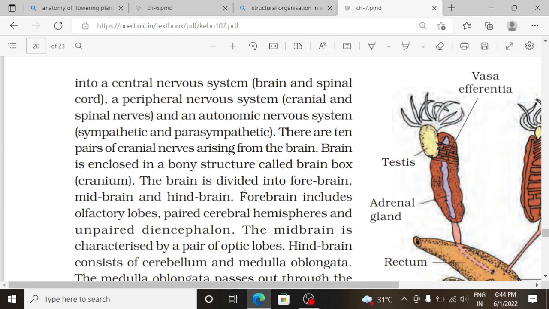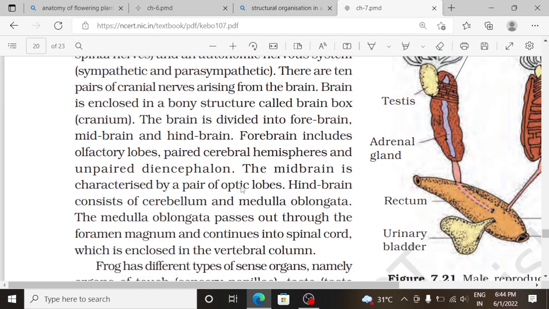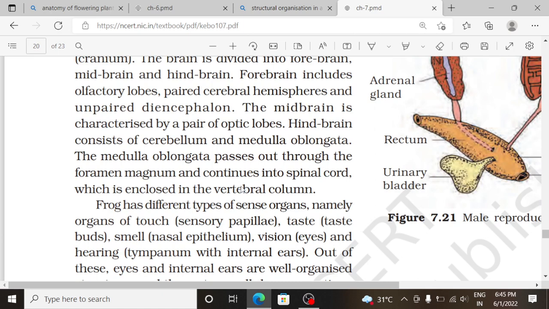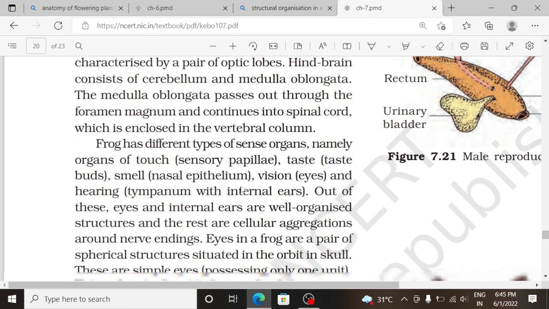Brain is enclosed in a bony structure called brain box, that is cranium. The brain is divided into forebrain, midbrain and hindbrain. Forebrain includes olfactory lobes, paired cerebral hemispheres and unpaired diencephalon. The midbrain is characterized by a pair of optic lobes. Hindbrain consists of cerebellum and medulla oblongata. The medulla oblongata passes out through the foramen magnum and continues into spinal cord, which is enclosed in the vertebral column.